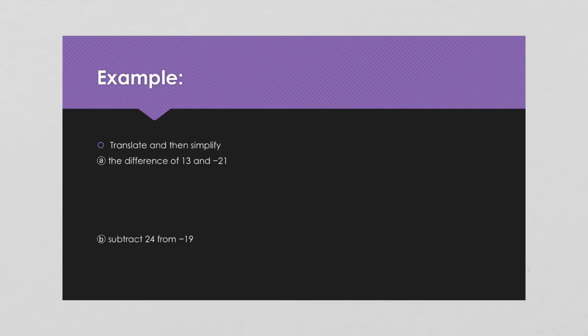All right, so we're going to translate and then simplify on these. The difference of 13 and negative 21. So this one is not one that you reverse the order. So I have 13 minus negative 21. Notice how you have a double negative. So I get 34. Isn't that a better number? All right. Sorry, I lost my head for a second.